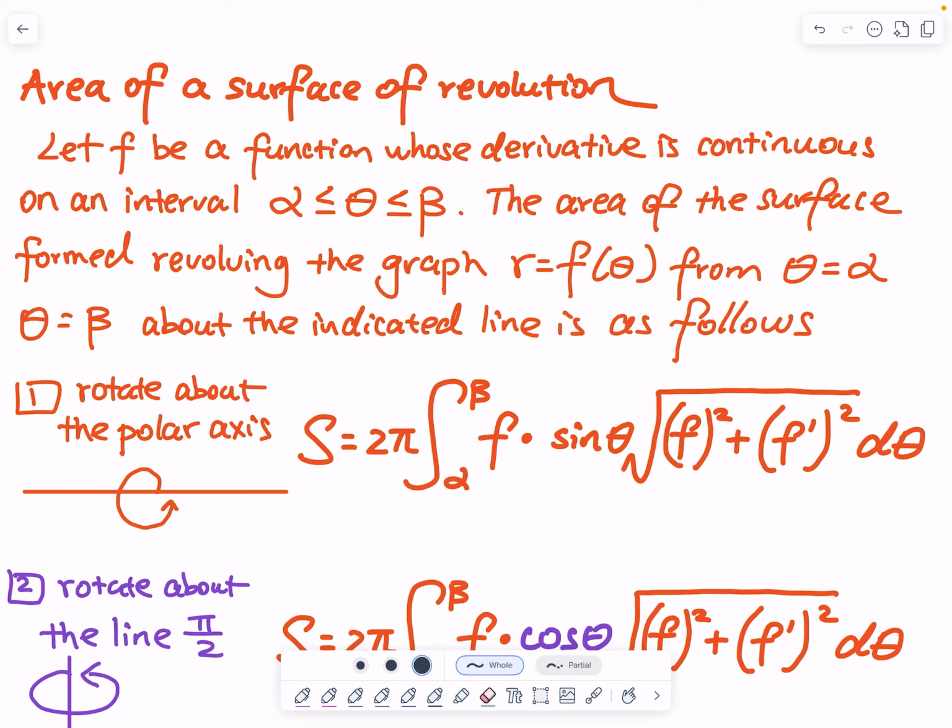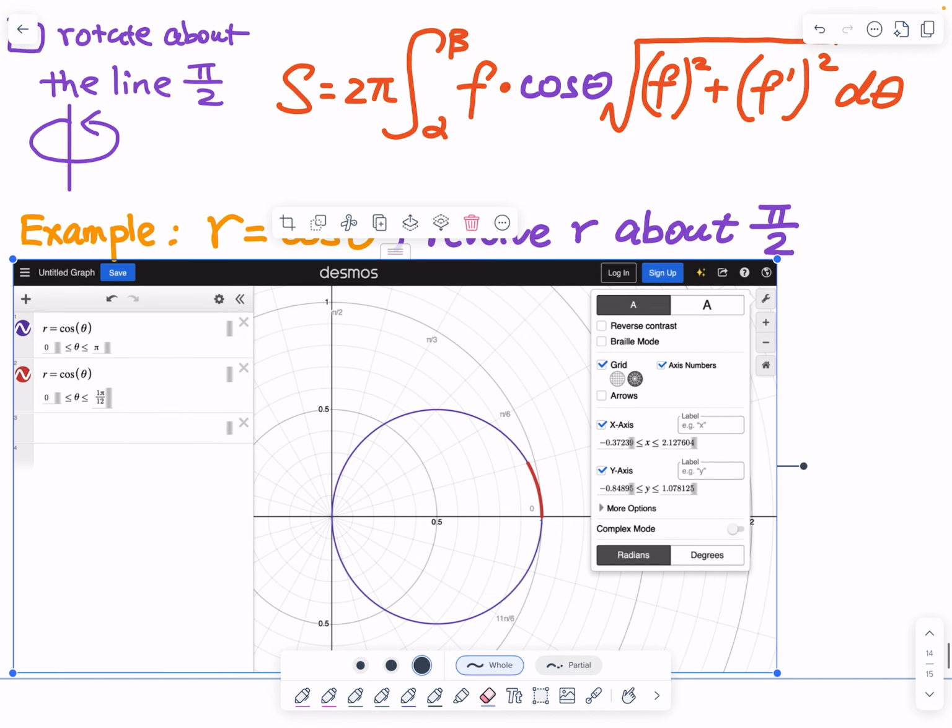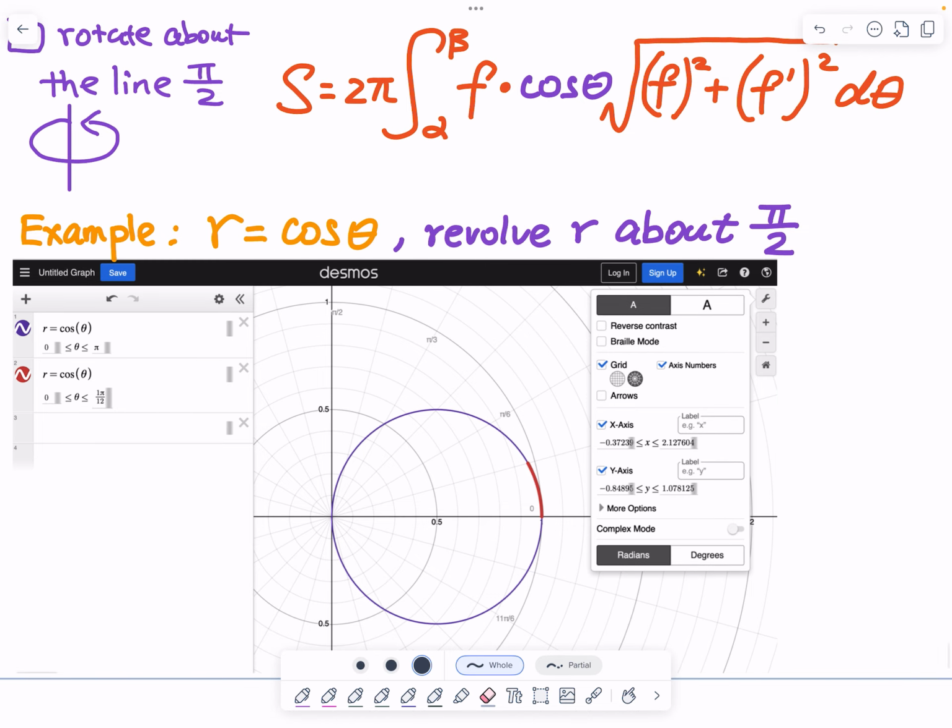Area of a surface of revolution. Before I read all that, let me give you a quick example. Let's go straight to the example. So I am trying to graph r equals cosine theta.